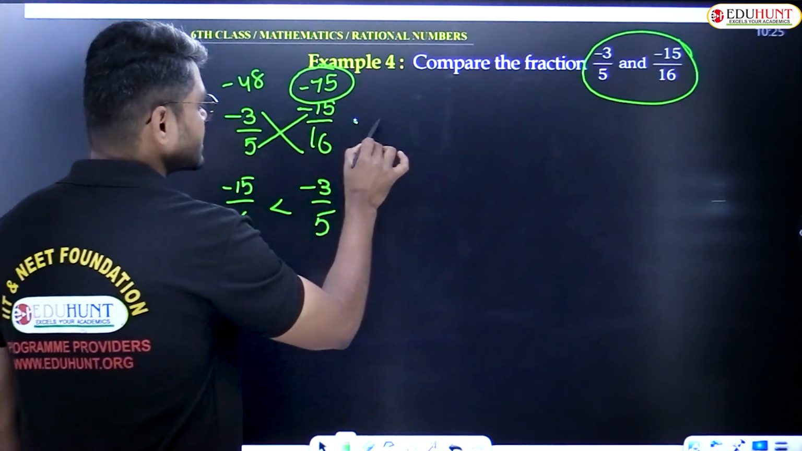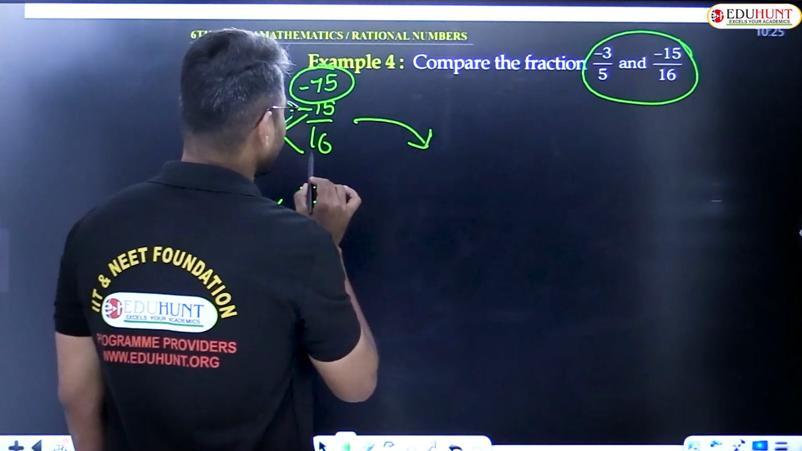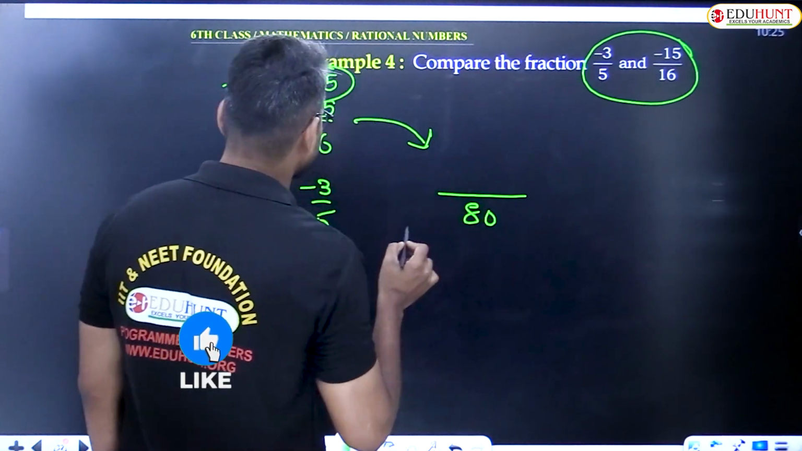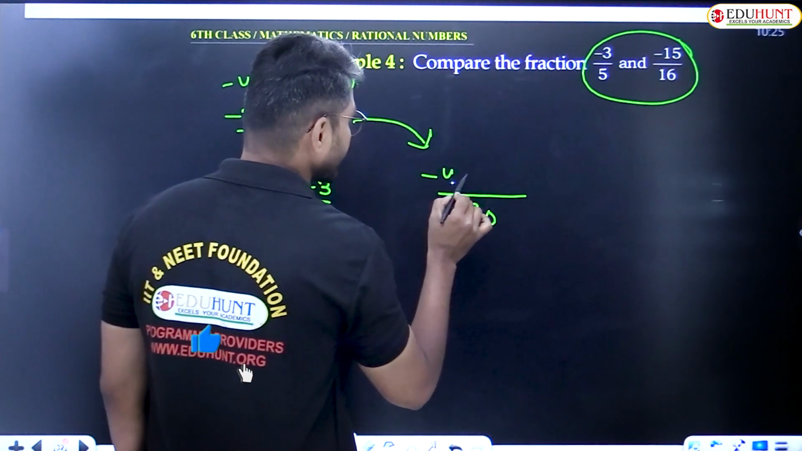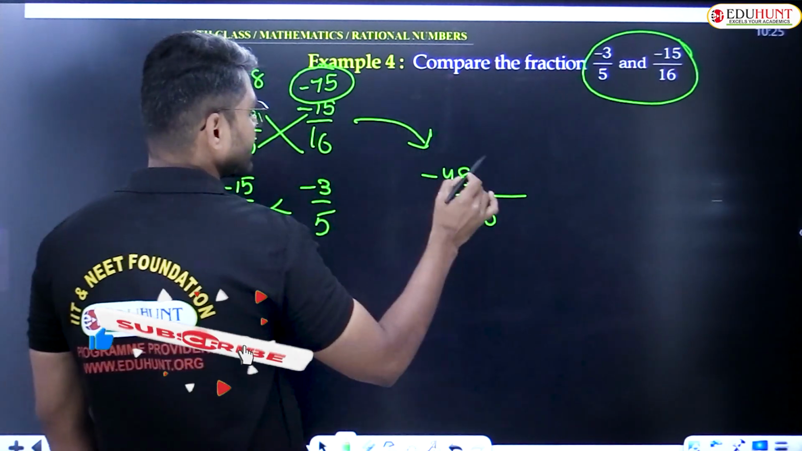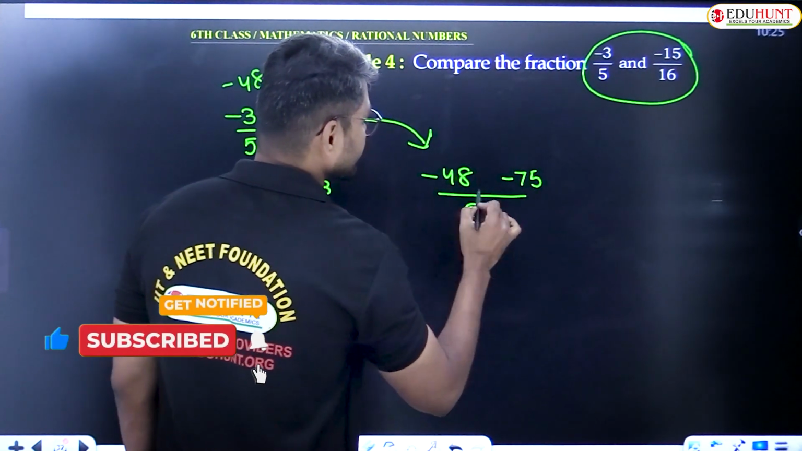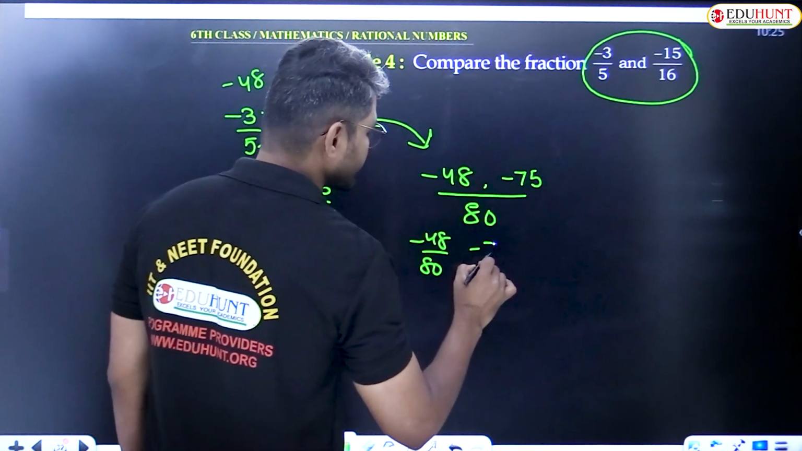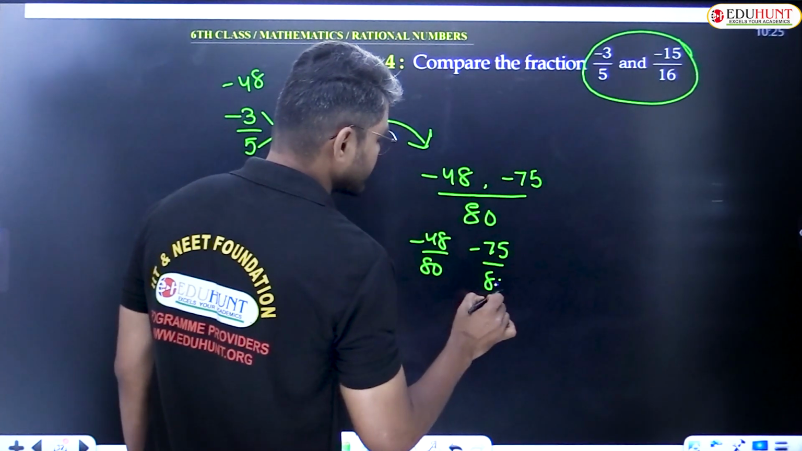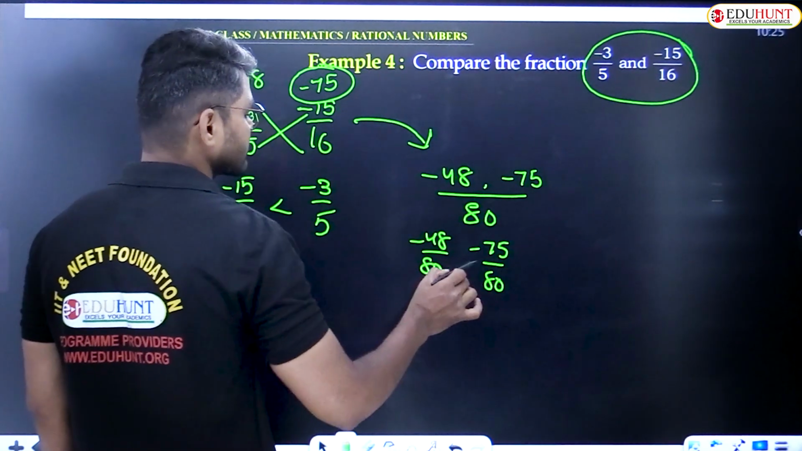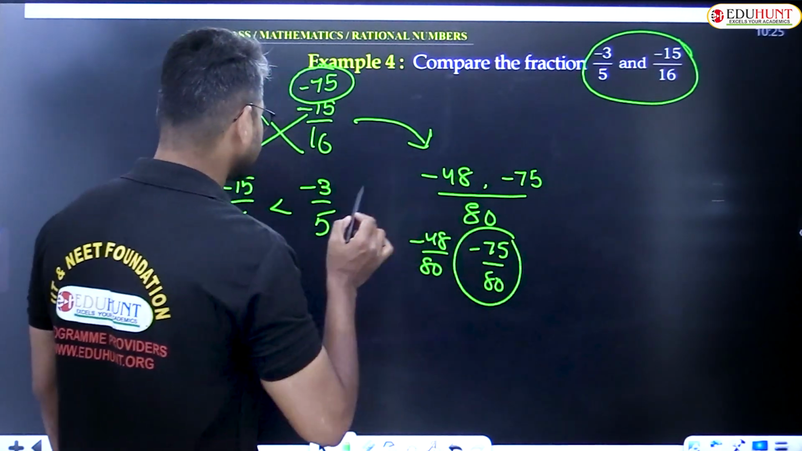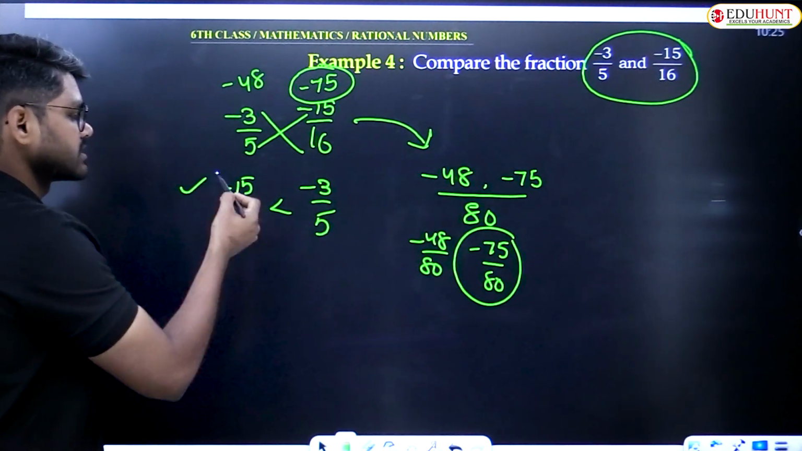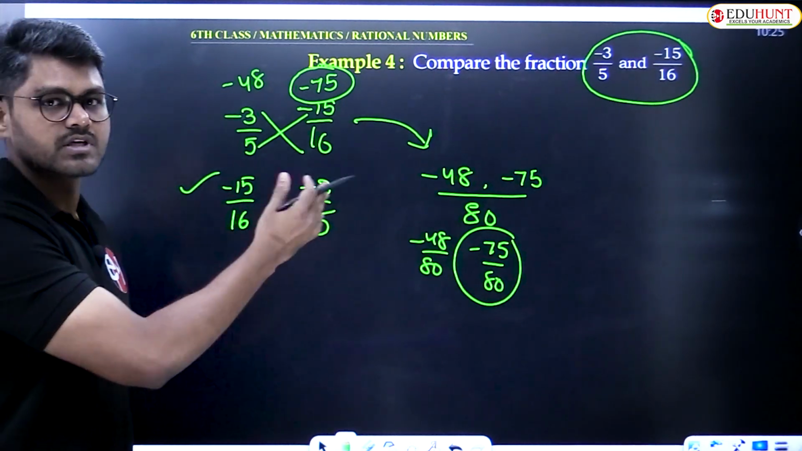Otherwise, you can check this by the LCM method also. 16 into 5, 80 is the LCM. This is minus 48 by 80 and minus 75 by 80. Which is the smallest? Minus 75 is the smallest. Therefore, minus 15 by 16 is the smallest fraction in this.